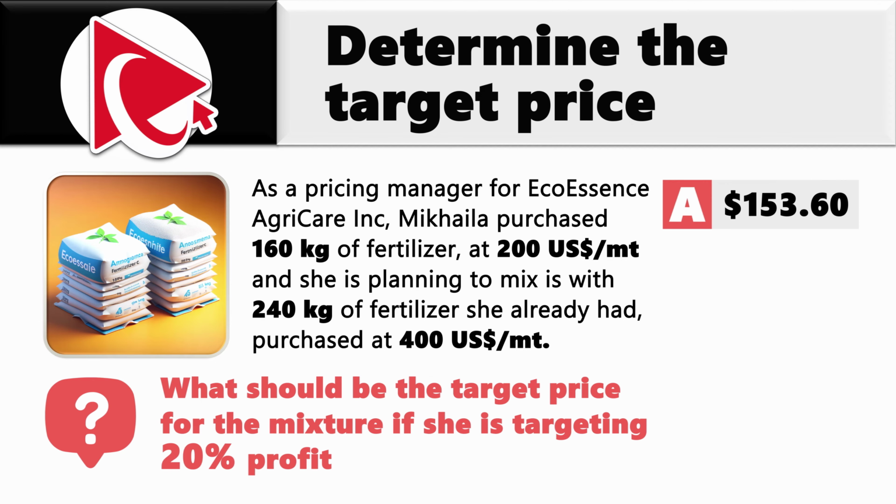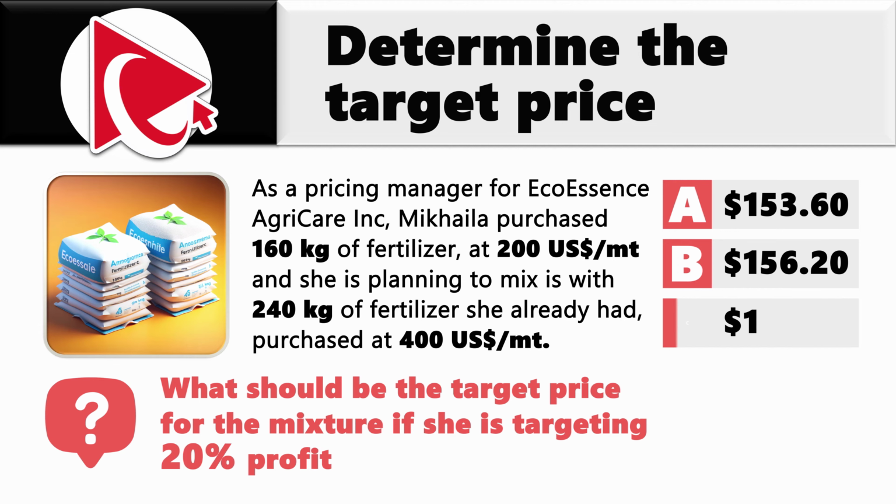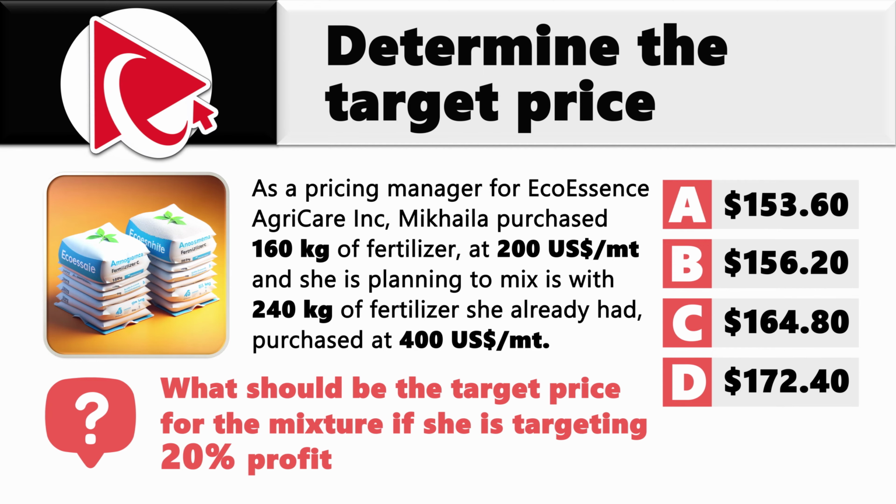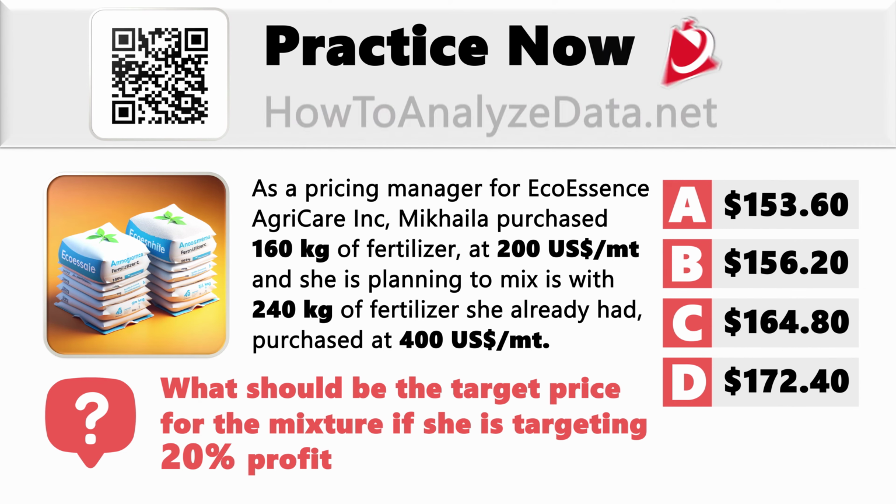Choice A, $153.60. Choice B, $156.20. Choice C, $164.80. And last but not least, choice D, $172.40. Feeling stuck? No worries.